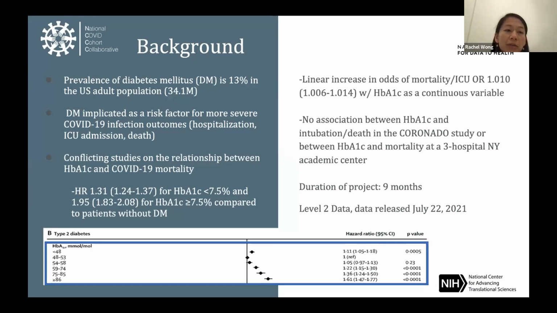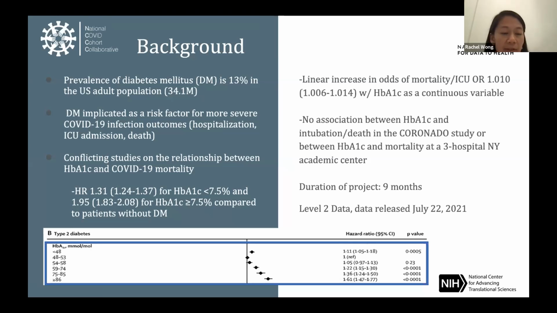Just a little bit of background for you. The prevalence of diabetes is about 13% in the US population, so we're talking about 34 million people in the US. And while we know that diabetes is a risk factor for worse COVID outcomes, there are some conflicting studies on the relationship between glycemic control and COVID outcomes. For example, right here, there are two large studies out of the UK National Health Service, so large databases of UK patients. From that data, there was a hazard ratio of 1.3 and 1.95 for patients with diabetes compared to those without, and for those with hemoglobin A1C of less than 7.5 compared to those with higher sugars or uncontrolled glycemic control.